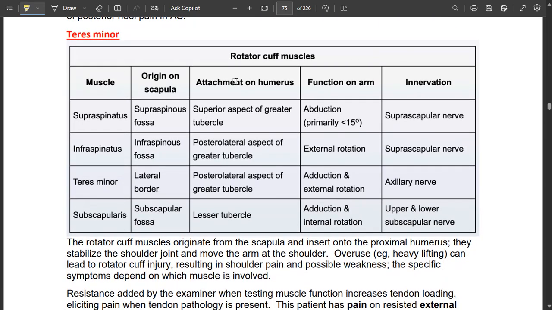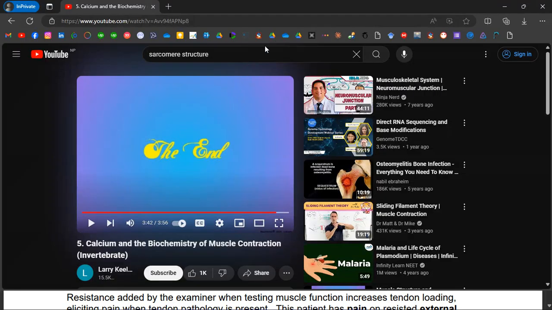All right, now we'll be talking about rotator cuff muscles.